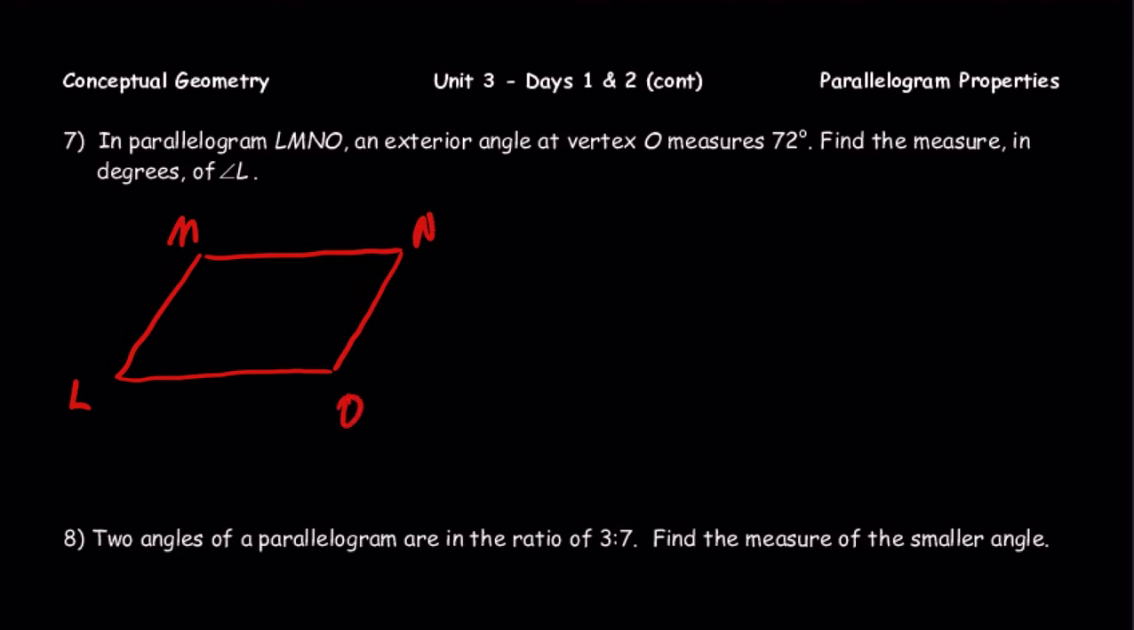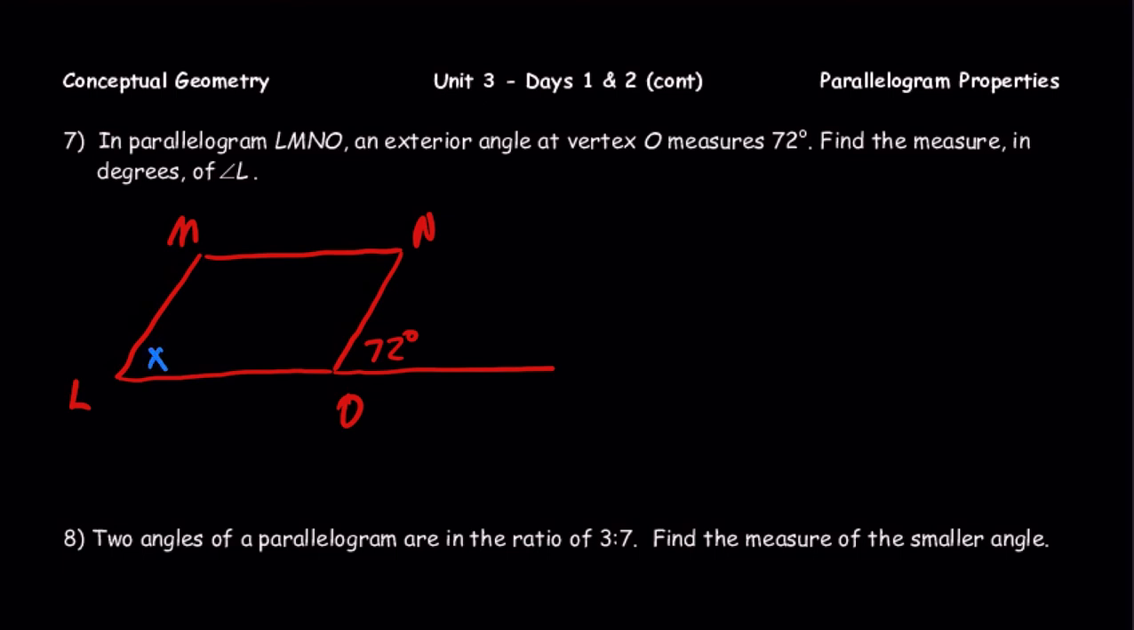It says an exterior angle at vertex O. So it's kind of convenient, I put it at the bottom. There's an exterior angle. So we need to extend a side out. Measures 72 degrees. Find the measure in degrees of angle L. That's going to be my X right there.